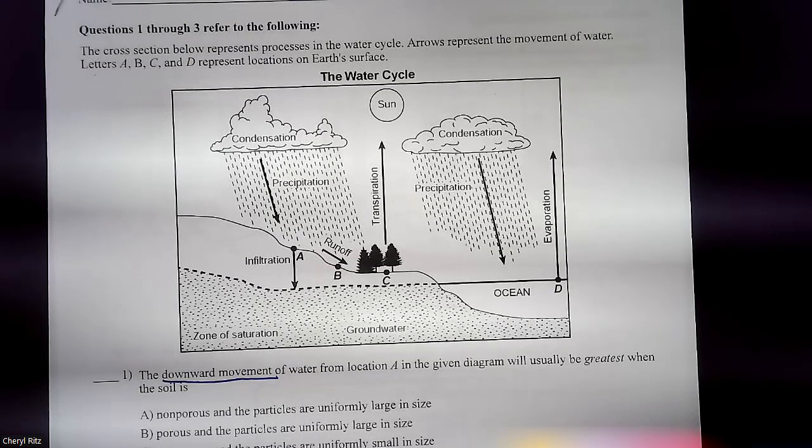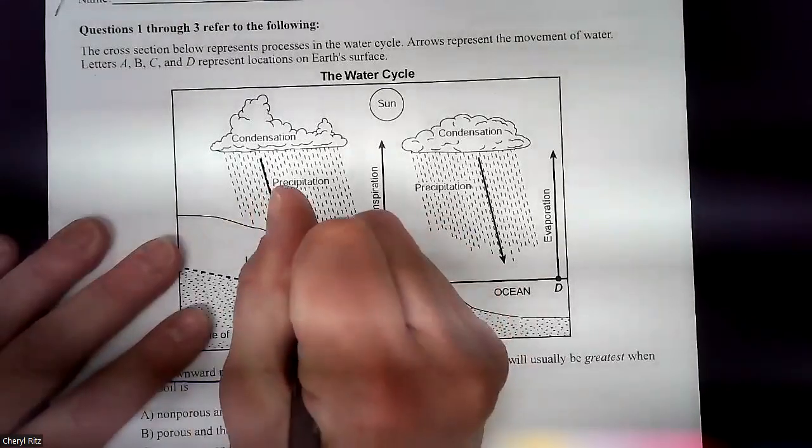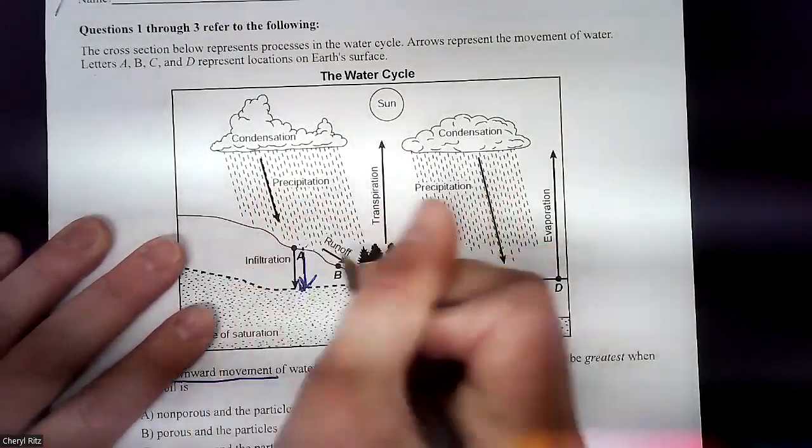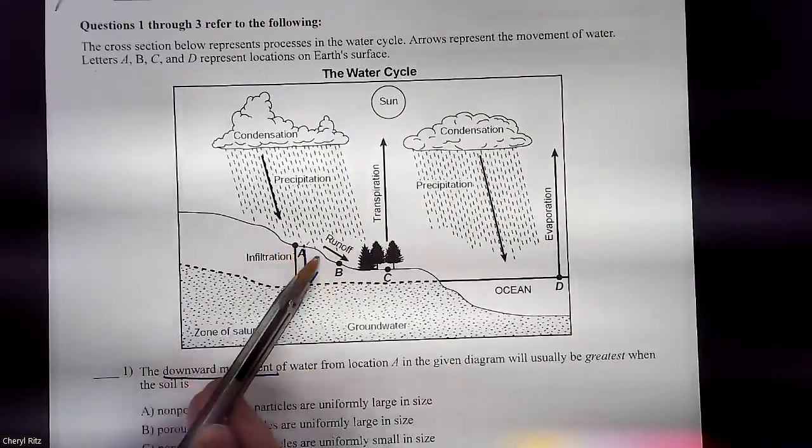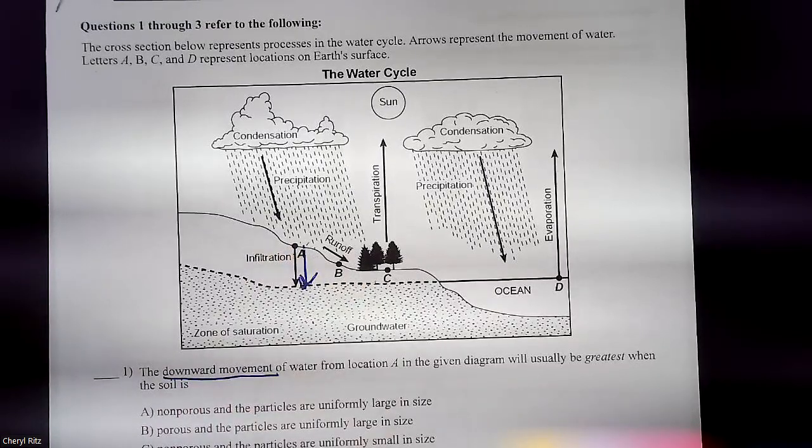So that is what's going on here. Downward movement is going down from A. They would have said downhill, I believe, is how they would have worded it if they were talking about going from A to B. I do see where a lot of you might have gotten that confused. So if you were thinking downhill, then yes, that's runoff. Then yes, we want non-porous, which, hey, can you guys tell me what non-porous means?